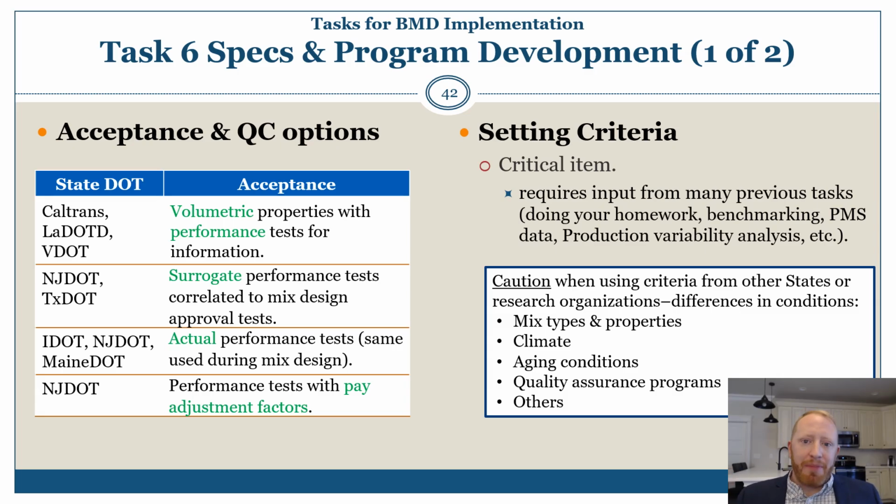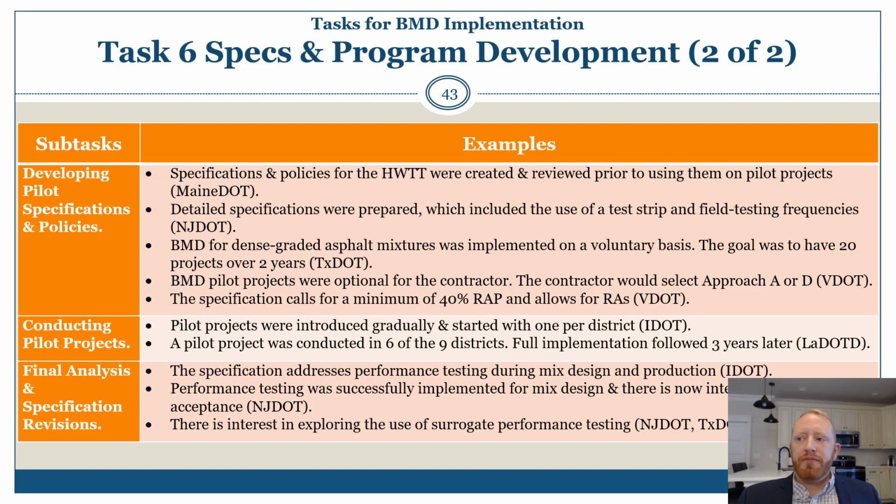If we talk about those acceptance options, some use contractor results, some don't. Some have people at the plants, some have centralized testing. All those differences are going to feed into what their BMD spec looks like. So just acknowledge that before you use it and think about it. And things to consider in task 6.